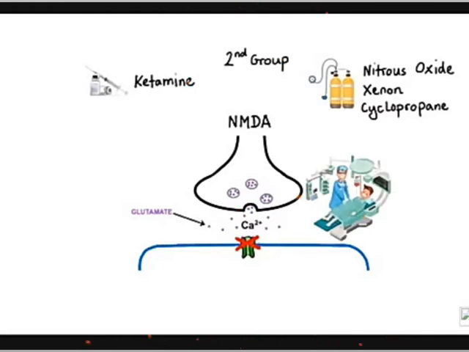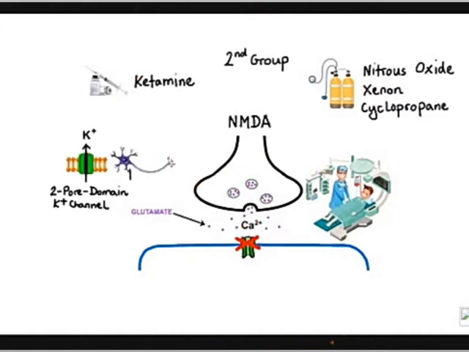Group 2 general anesthetics also affect members of the 2-pore domain potassium channel family, which regulate the resting membrane potential of neurons. Specifically, they promote the opening of these channels, leading to increased potassium efflux, producing a reduction in neuronal excitability that contributes to their sedative effects.